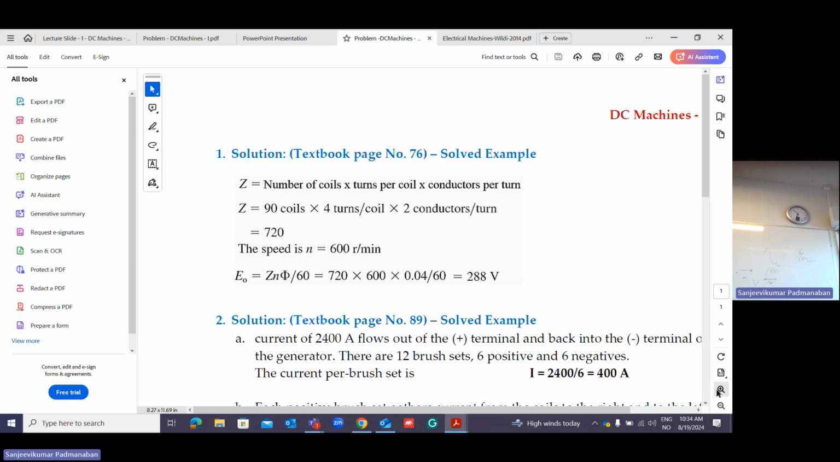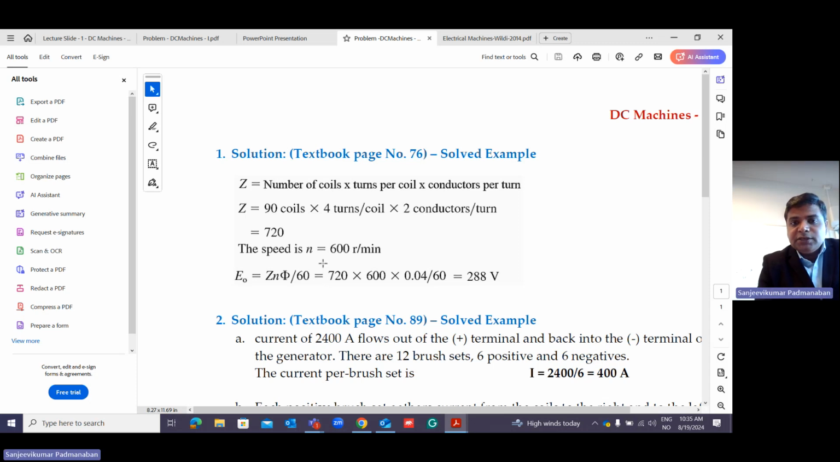Calculate what is Z. How to calculate Z? The formula is number of coils into number of turns per coil multiplied by conductors per turn. So how to calculate the number of conductors Z? Number of coils multiplied by turns per coil multiplied by conductors per turn. So in the problem, I have 90 coils, 4 turns per coil, 2 conductors per turn. You multiply all, you get 720.